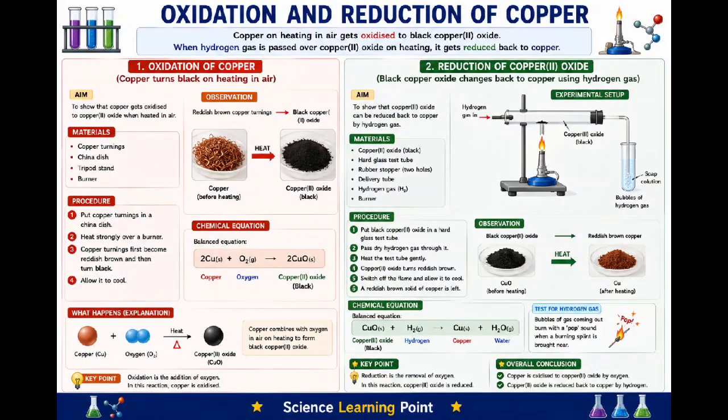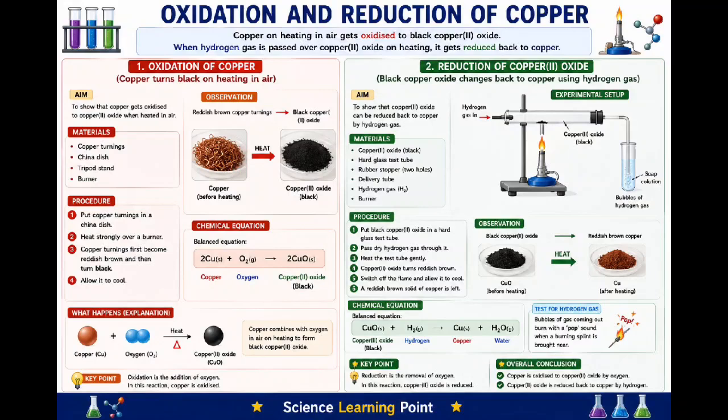Now let's perform another interesting laboratory experiment. This experiment will help us understand oxidation and reduction very clearly. In the first part, what do we see? First, take a clean copper strip. Now heat it strongly over a Bunsen burner. After heating, something interesting happens. The reddish brown copper turns black.